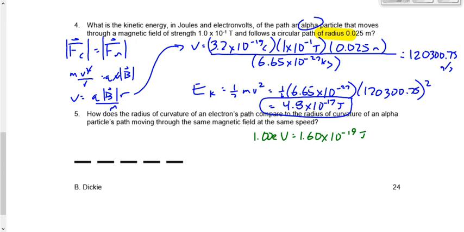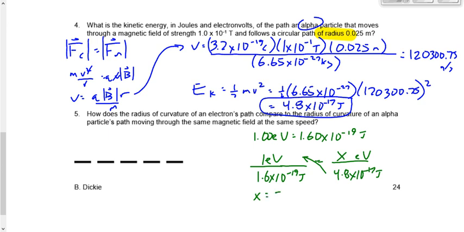So if you want to do that conversion, let's say 1 eV is to 1.6 times 10 to the minus 19 joules as X eV is to 4.8 times 10 to the minus 17 joules. So 1 is to 1.6 as X is to 4.8. Take the 4.8 up by multiplying, and we get a value for X of 300, or 3.0 times 10 to the 2 eV.